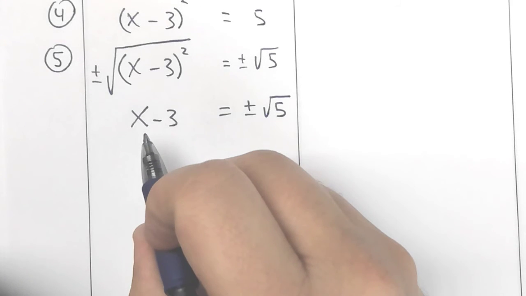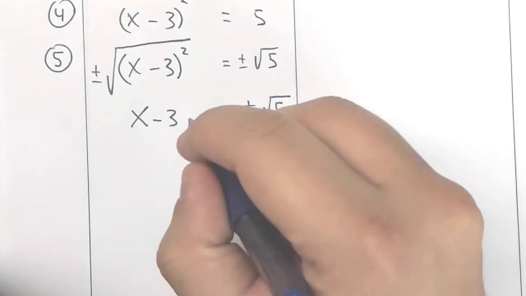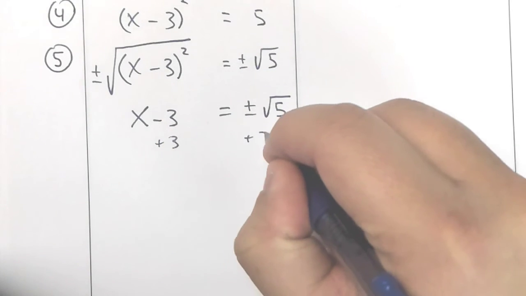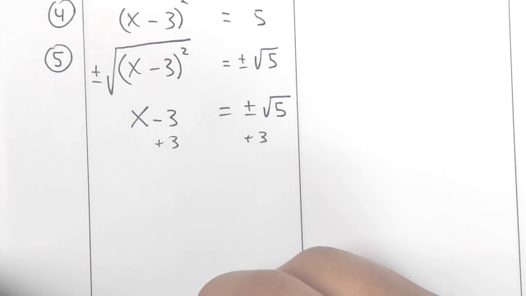So then that becomes a +3, and you move that to the other side, so it's going to be +3 plus or minus the square root of 5.